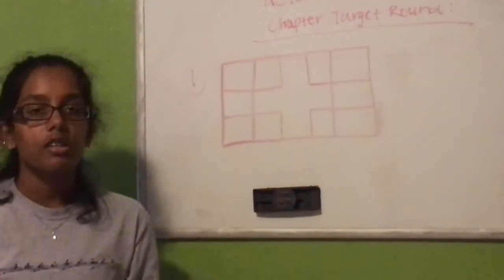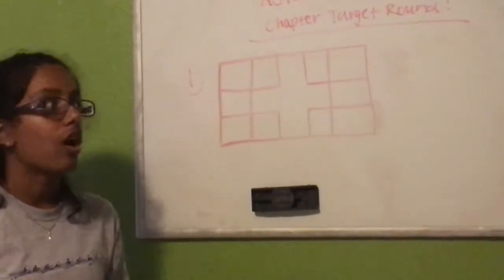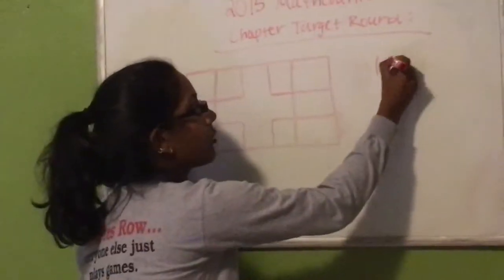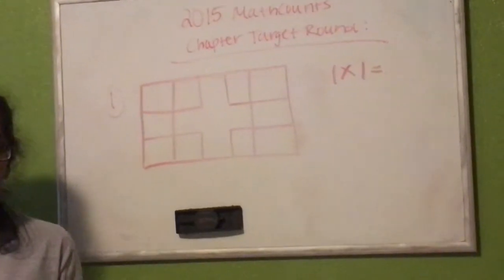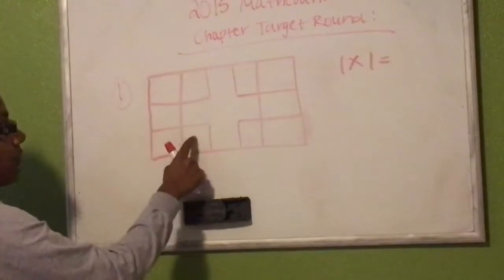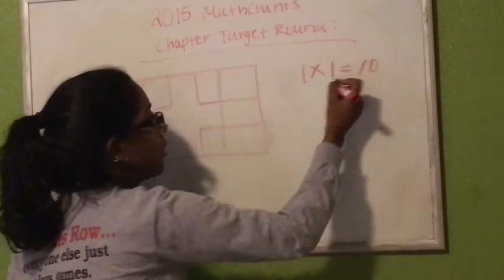The way I like to start this problem is to start by finding the smallest size rectangles that there are in the figure. That would be a 1 by 1. So over here I'm going to write 1 by 1 and try to find all the 1 by 1 rectangles in this figure. So we have 1, 2, 3, 4, 5, 6, 7, 8, 9, 10. So we have 10 1 by 1s.